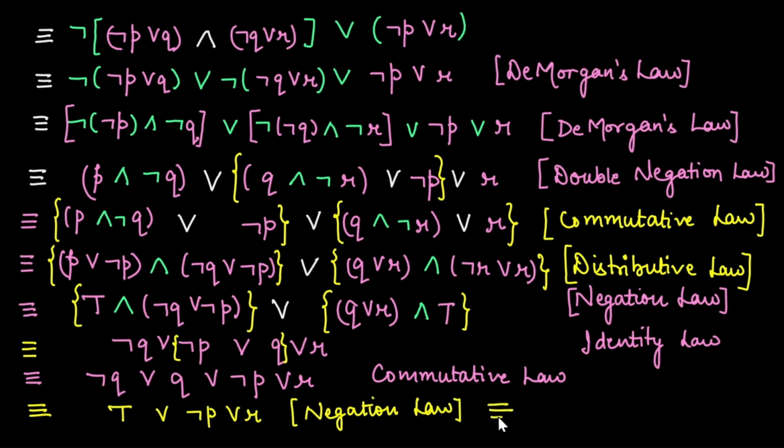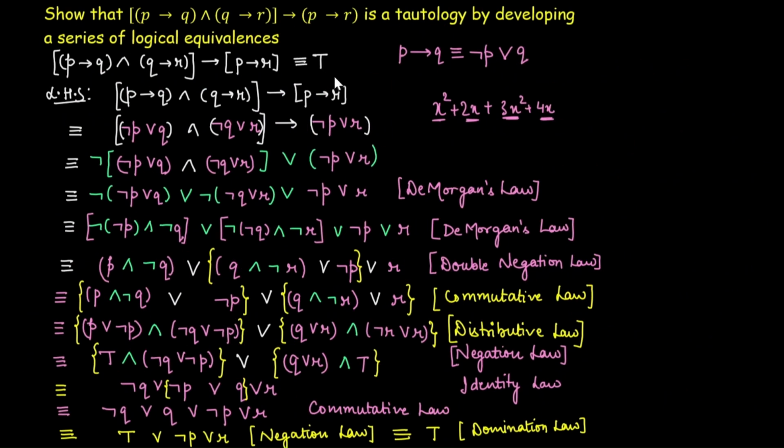Now this is logically equivalent to what? True statement or some statement. So answer is always true because true is dominating the value of this one. If it is false, still answer is true. If it is true, answer is true. So overall we are getting a true statement, and that's what we need to prove. The statement is logically equivalent to true, or we can say that statement is tautology.